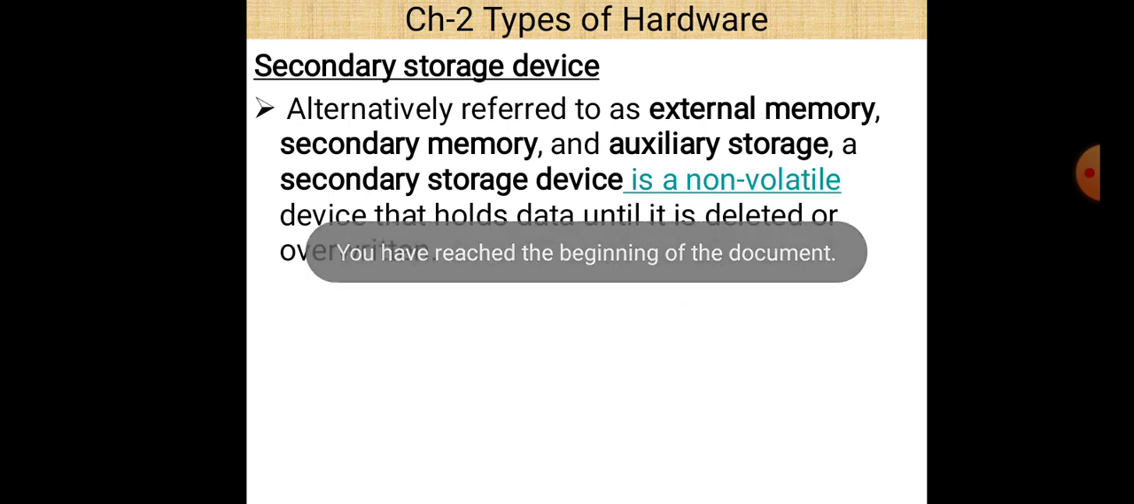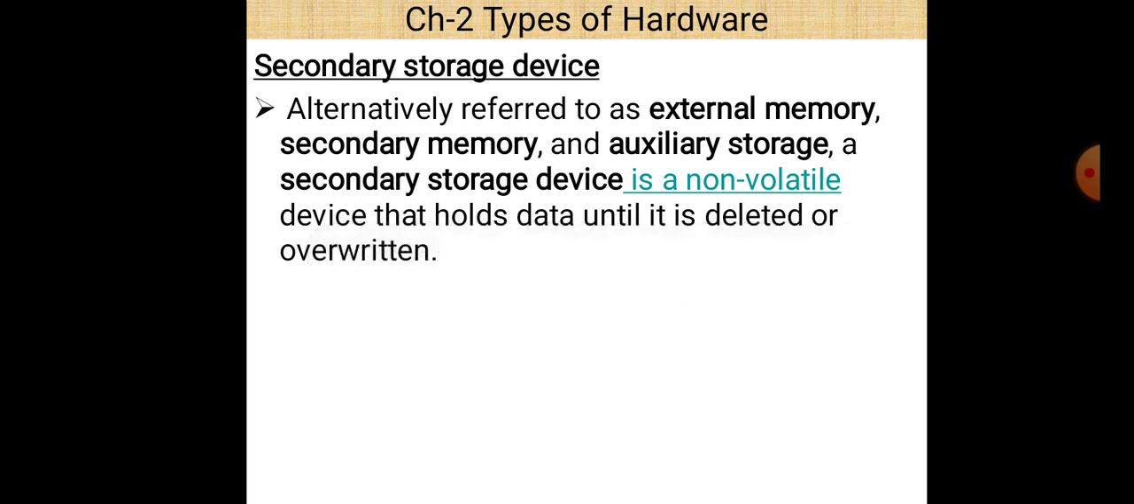A secondary storage device is also called external memory, secondary memory, or auxiliary memory. It is basically a non-volatile device or memory that holds data until it is deleted or overwritten. So it is a non-volatile memory, meaning permanent memory, and we can capture data into it until it is deleted or overwritten. Secondary storage is a permanent memory in a computer system, and it is a non-volatile memory.